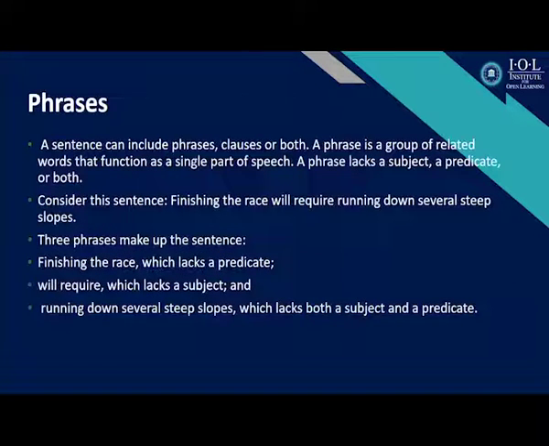And then we have phrases. We say a sentence can include a phrase, a clause, or both. A phrase is a group of related words that function as a single part of speech. A phrase can act like a subject, a predicate, or both. Consider this sentence: Finishing the race will require running down several steep slopes. This sentence contains three phrases. The first one is finishing the race, which links to the predicate. The second phrase is will require, which links the subject, and the third phrase is running down several steep slopes, which links both a subject and a predicate.